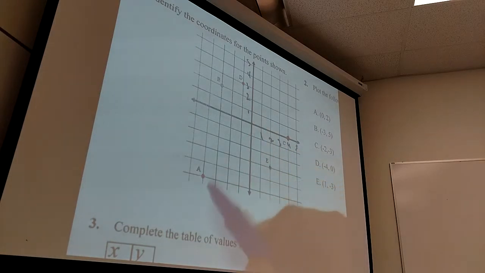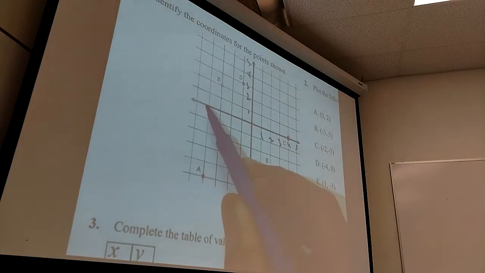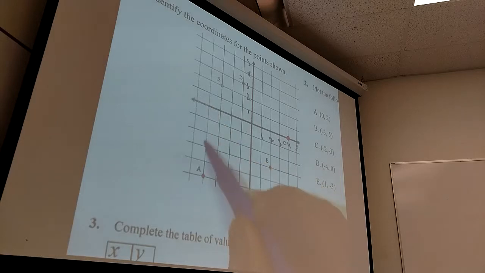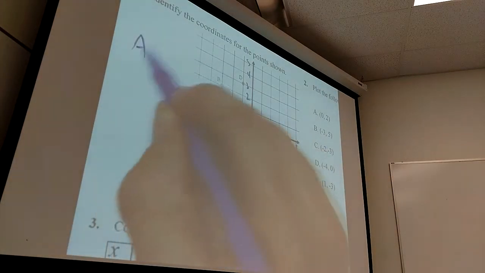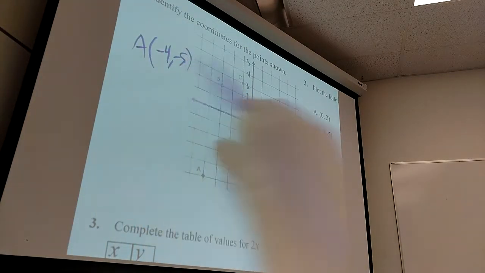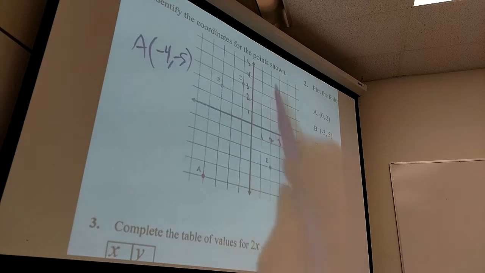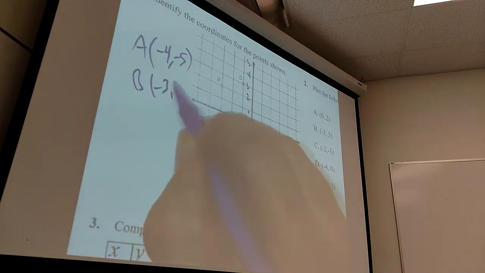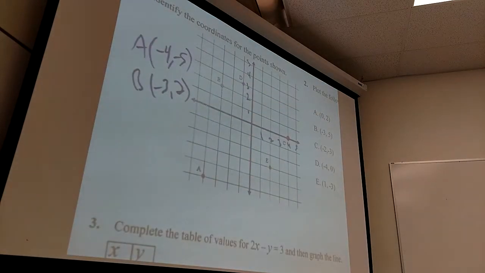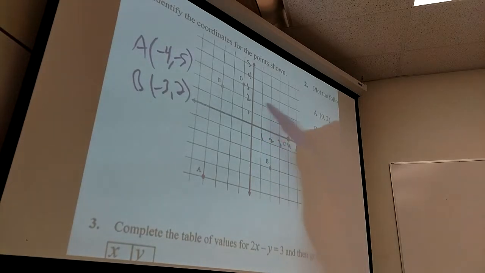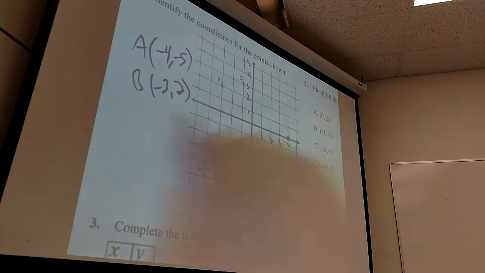So what about A? This would be back 4, down 5. So A is going to be back 4, down 5. B: back 3, up 2. So you see how you can look at a point, it's just directions. That's what a point is. C: 4, 0.